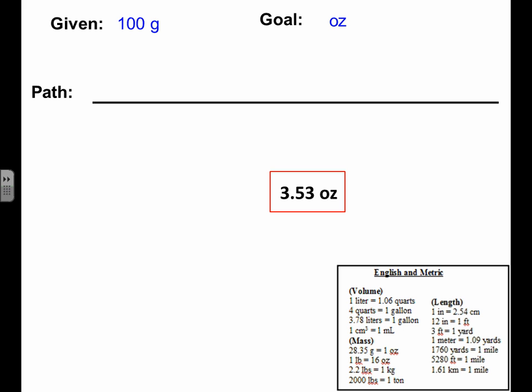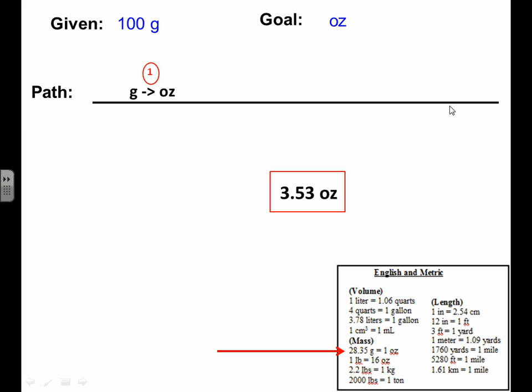What you would do is, we know we want to go from 100 grams and convert it into ounces. Well, looking at our sheet down here, we see this conversion. 28.35 grams is equal to 1 ounce. Cool. I have a path that goes straight from grams into ounces. So again, I only need one conversion in order to do this.